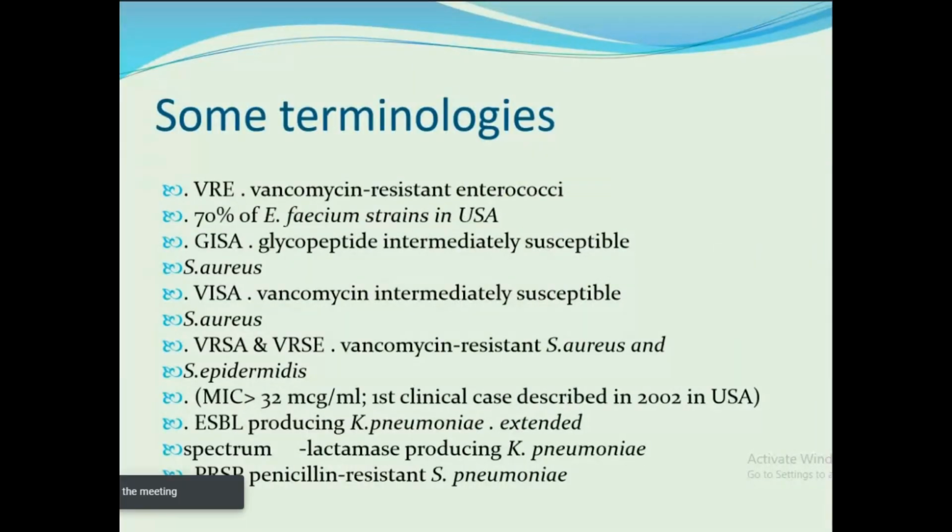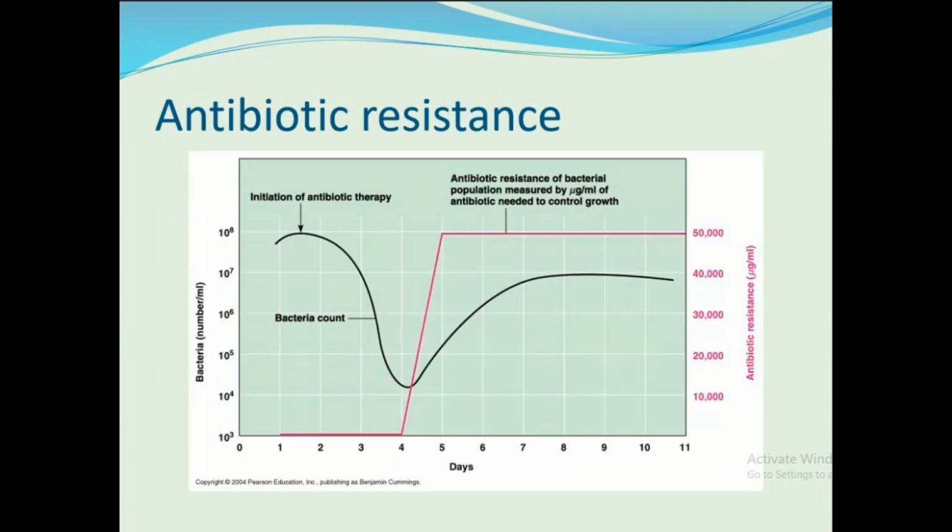So there are many clinical terminologies. You can see VRE, GISA, VISA. So what are ESBL? Okay, and penicillin resistant Streptococcus pneumoniae. All these terminologies are for your reference. Earlier, antibiotic resistance was low. Now it is at its peak, and with giving multiple therapies, we are having this kind of resistance right now.